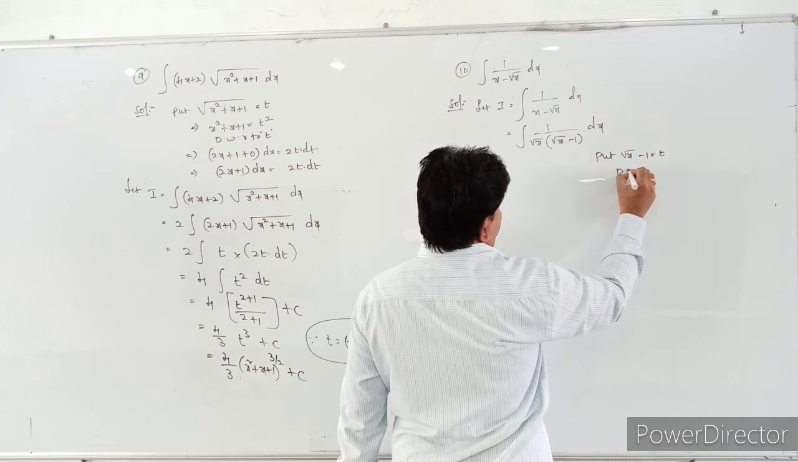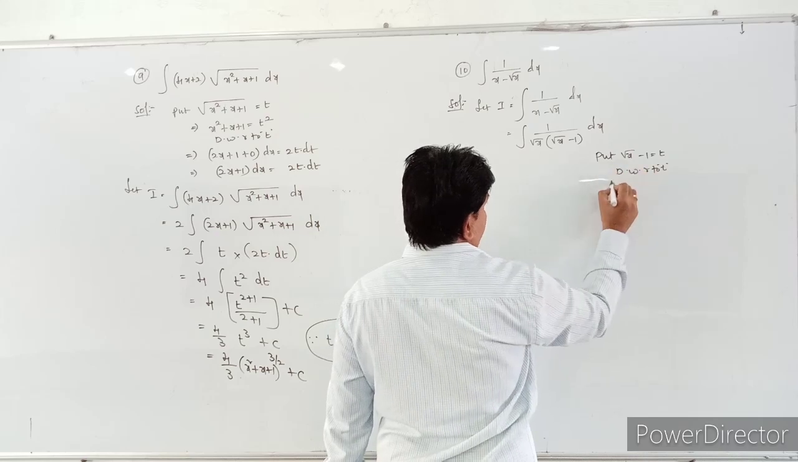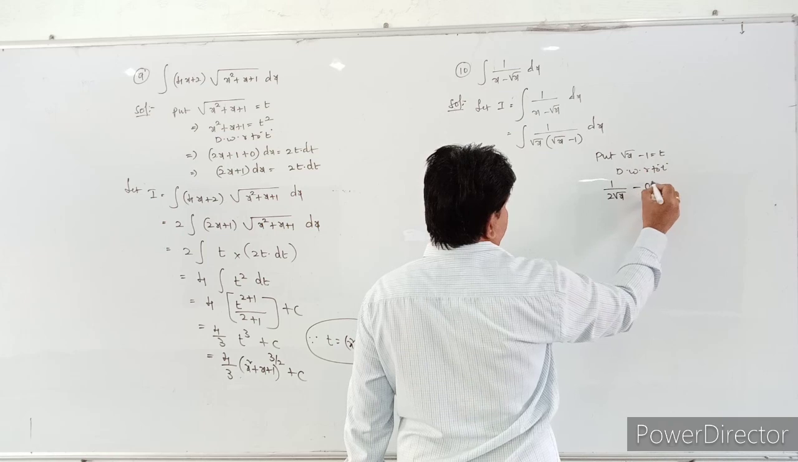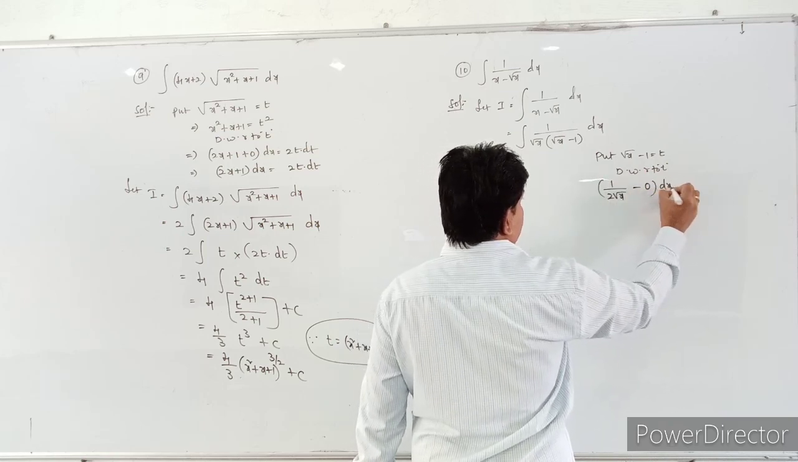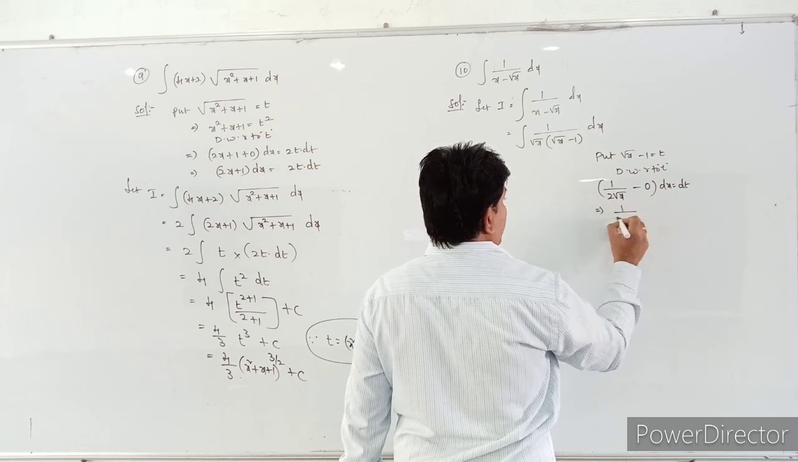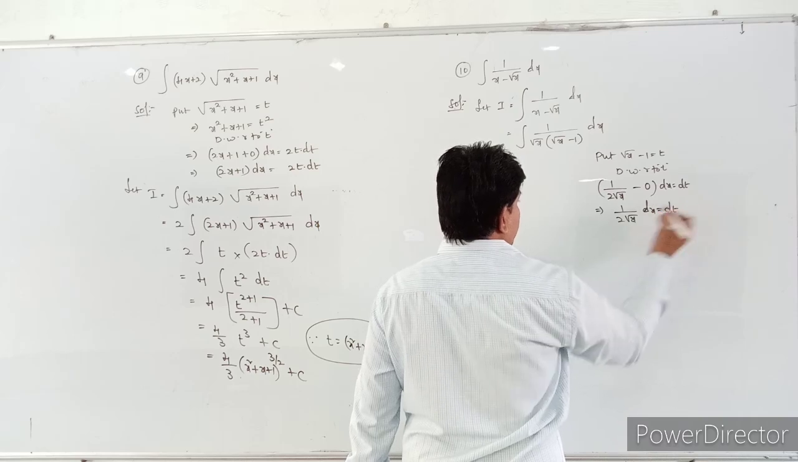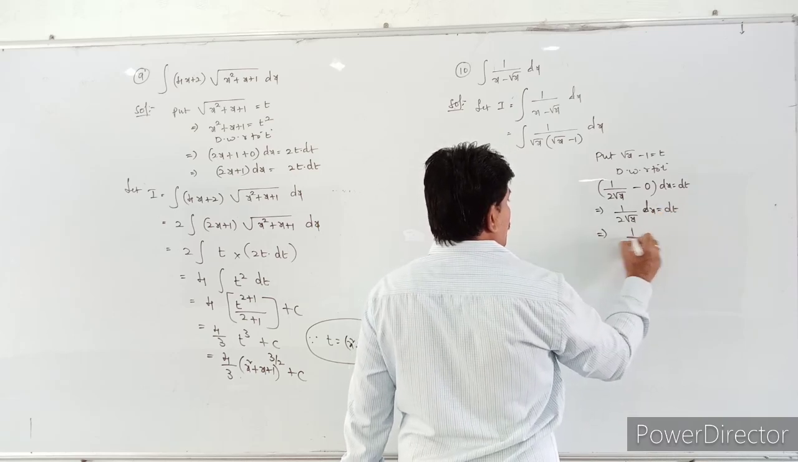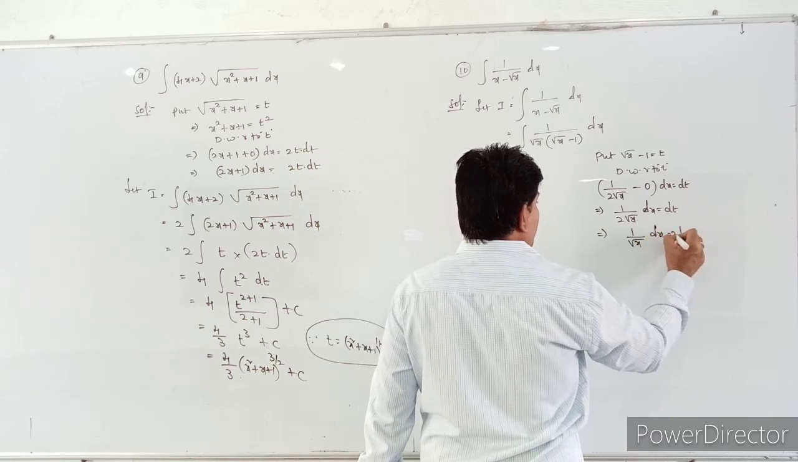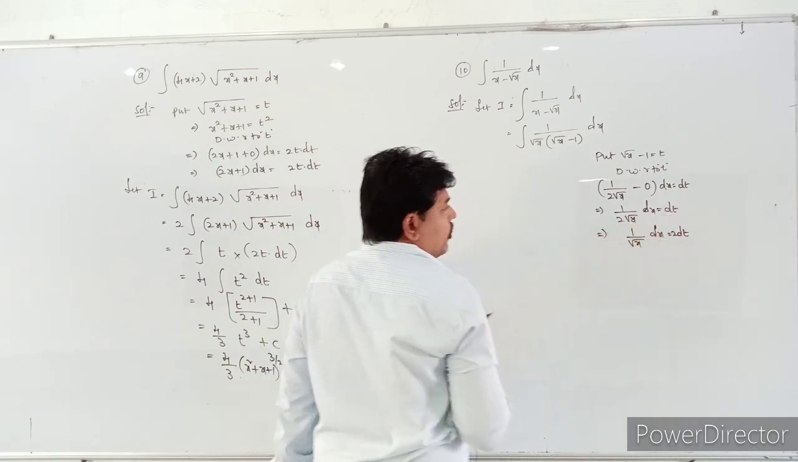So differentiate with respect to t. Root x derivative is 1 by 2 root x, minus derivative of 1 is 0, into dx is equal to dt. That implies 1 by 2 root x into dx is equal to dt. So that implies 1 by root x into dx is equal to 2 into dt. Take this 2 to that side, it will become 2 into dt.